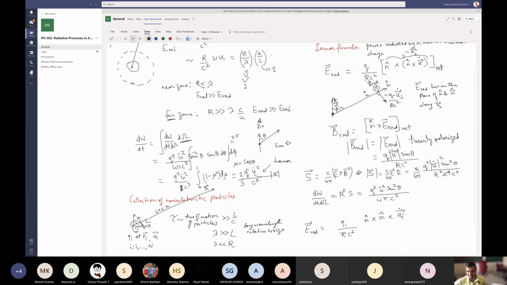But the velocity or acceleration is not, so you have to sum over all these. In this regime where we are considering compact emitters, all these are constants, so they can come out of the summation. And what you have is n hat cross n hat cross the sum of q_i u_i dot, divided by R c squared. Does this remind you of something?